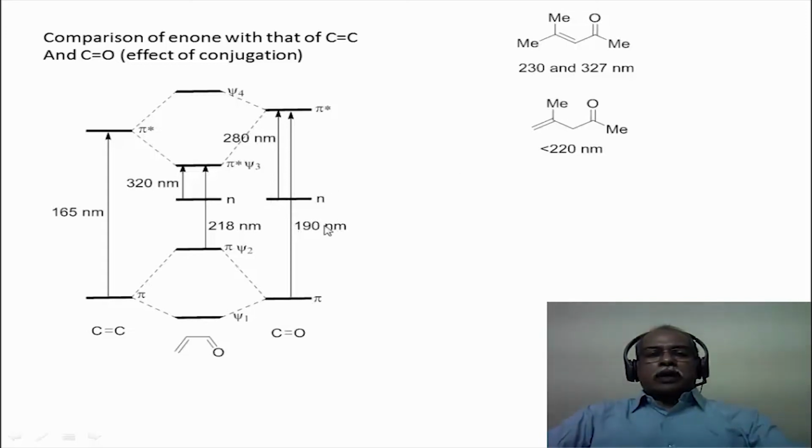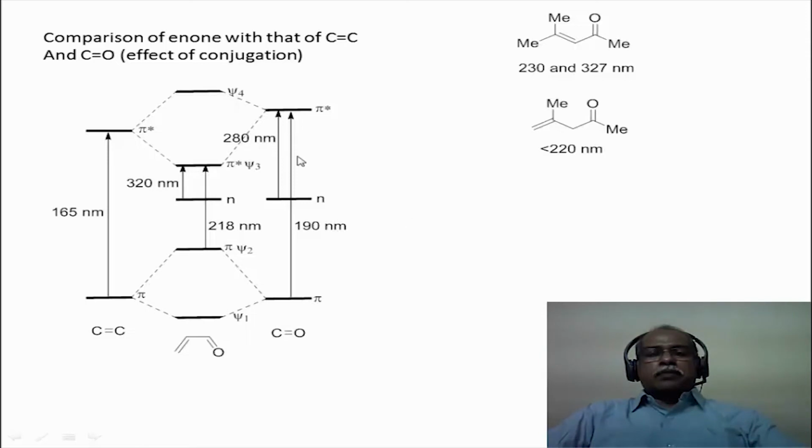When these two are in conjugation with each other, then a new set of molecular orbitals are formed corresponding to the enone, which is a conjugated enone, and the effect of conjugation on the carbonyl transition is what is represented here. The pi to pi star transition becomes lower energy. In other words, it is of higher wavelength compared to the 190 or 165 nanometer. The n to pi star also becomes lower energy. So 280 nanometers to 320 nanometers, it gets shifted.